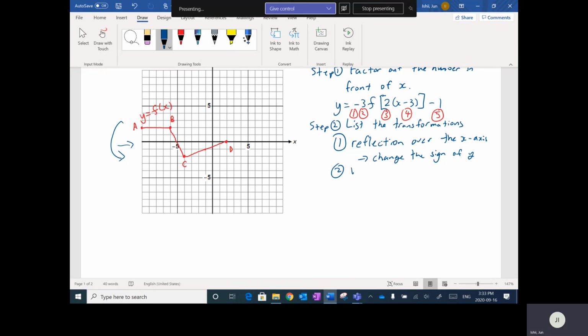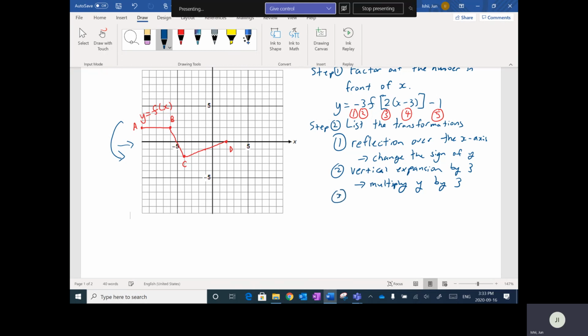Next up, the 3 here is a vertical expansion by a factor of 3. I'm just going to write by 3. Basically, you're going to multiply the y coordinate by 3. So the 3 out in front means that there's a vertical expansion by 3.